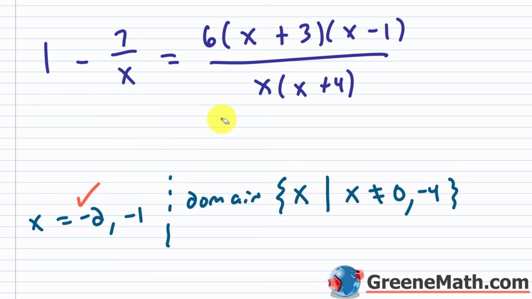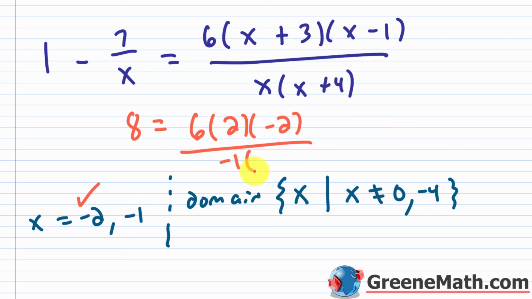Now for negative 1, you have 1 minus 7 over negative 1. So again, this is minus a negative is plus a positive. So let's say this is 1 plus 7, which is going to basically be 8. Okay, so this is 8. That's what we're looking for. And then over here, you have 6 times negative 1 plus 3 is going to be 2. And then times negative 1 minus 1 is negative 2. This is over. You have negative 1 times, you have negative 1 plus 4, which is 3.